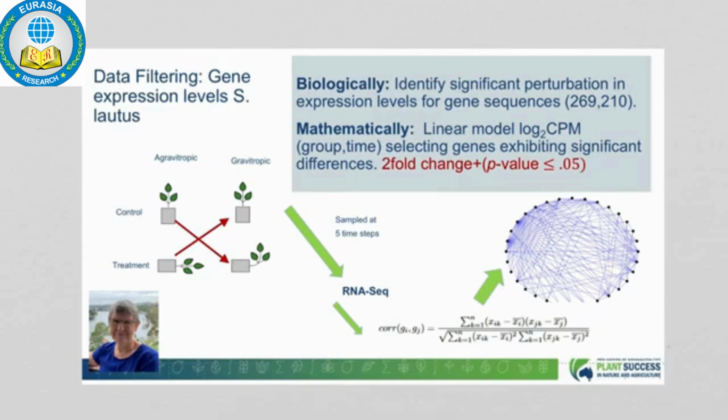And in addition, to try and take out noise within the data, we only included those results where the difference in the expression level satisfied a p-value of less than or equal to 0.5. So this distilled down our graph significantly, but again, we've still got over 200,000 vertices in the graph, and it's quite dense.